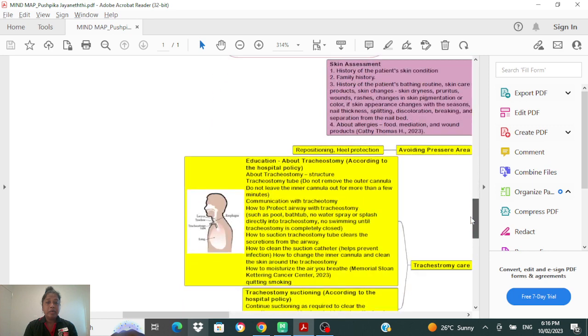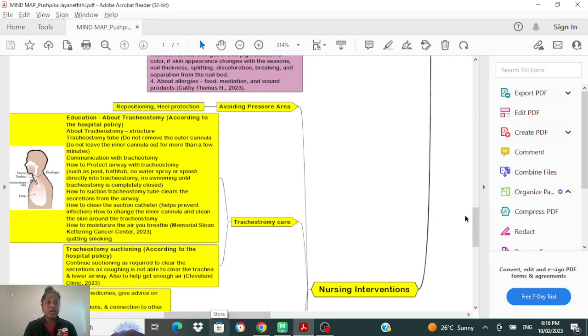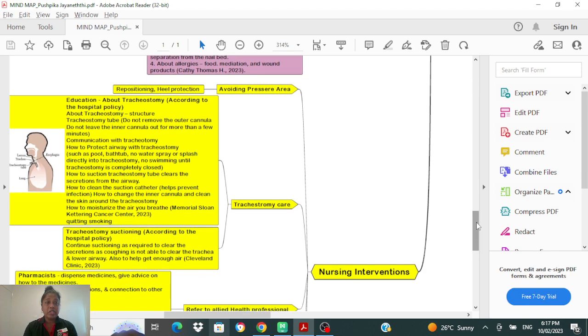And the next one, I'm going to quickly go through all the interventions I've done. The first one is avoiding pressure area, because as you can see, she has a pressure area. The next one is education on her tracheostomy, because the tracheostomy is something new to her. She needs to understand how to look after it after the discharge, such as not going for swimming until she has fully recovered from her tracheostomy. So all the information is here.